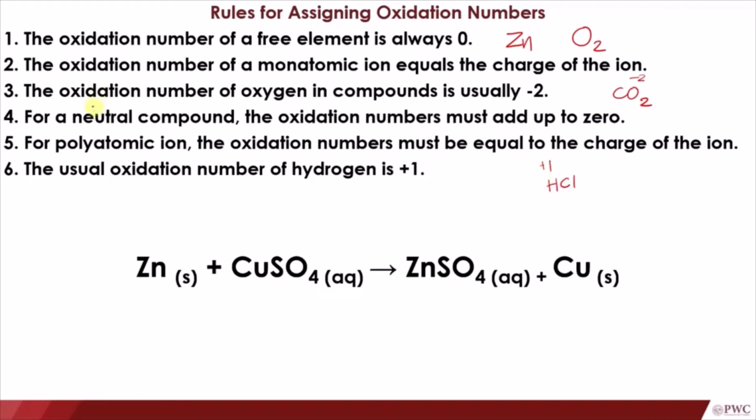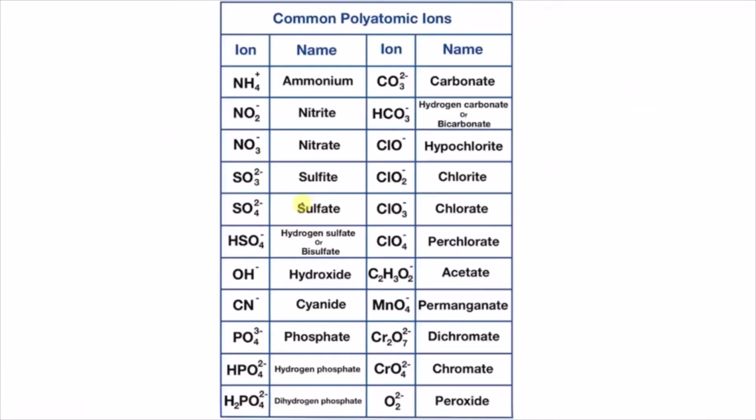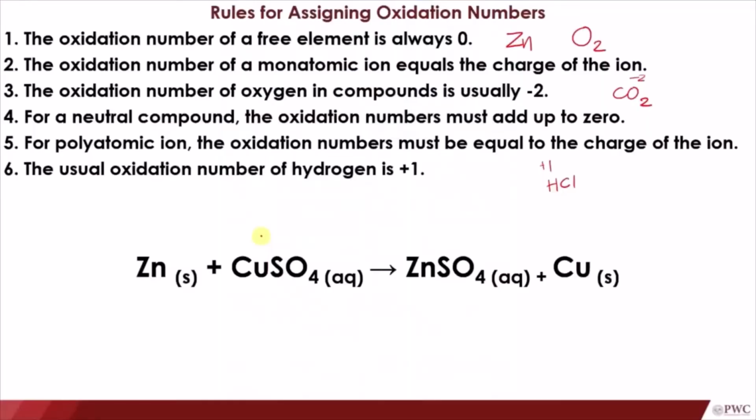Then for the rules for numbers 3, 4, and 5, and for number 2, the oxidation number of monatomic ions equals the charge of the ion. For a neutral compound, the oxidation numbers must add up to 0. For a polyatomic ion, the oxidation numbers must add up to the charge of the ion. So here, the oxidation number will be equal to the charge. These are the different ions, and here we have the charge. This charge will be the oxidation number of these different ions. I think that's understandable.